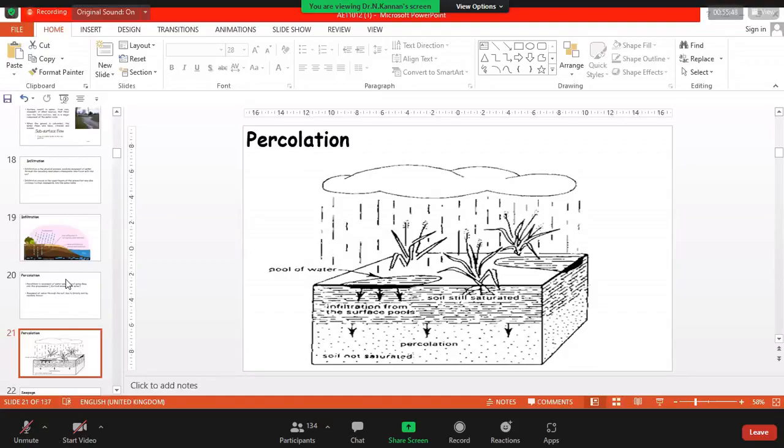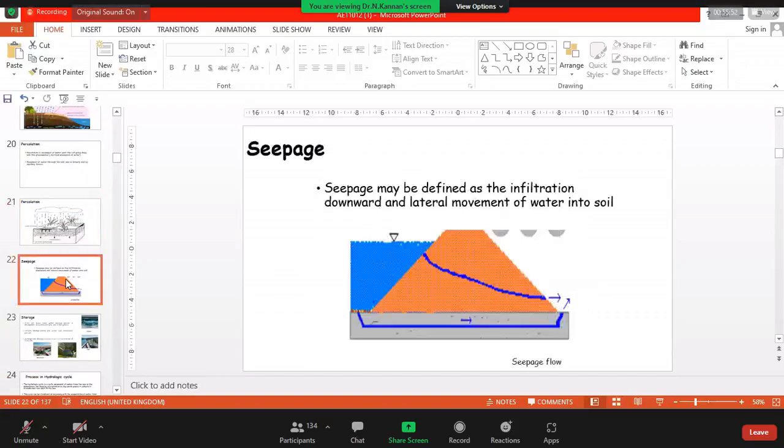This is a term that is also important because we will be dealing with something later. Seepage may be defined as the infiltration downward and the lateral movement of water into soil. You have a water level here, and this is soil. Because of this pressure, there is a possibility of this movement. The water is coming down and at the same time moving laterally, because it has an inclined pathway. It comes downward, then moves laterally, then comes out. This movement is called seepage. You understood or not? Yes, sir. That is important. Please make a note on this.